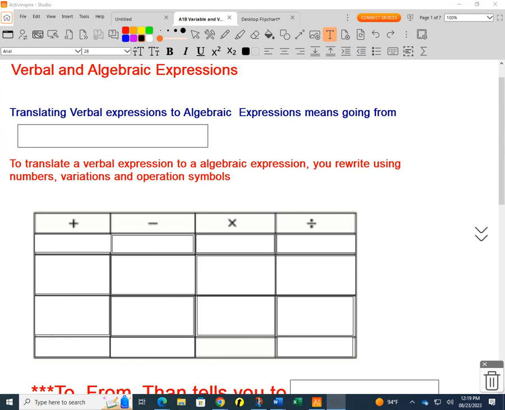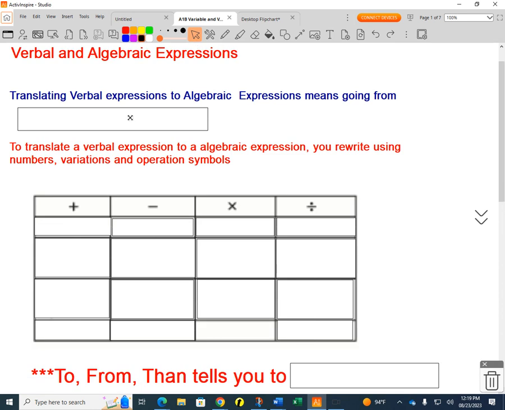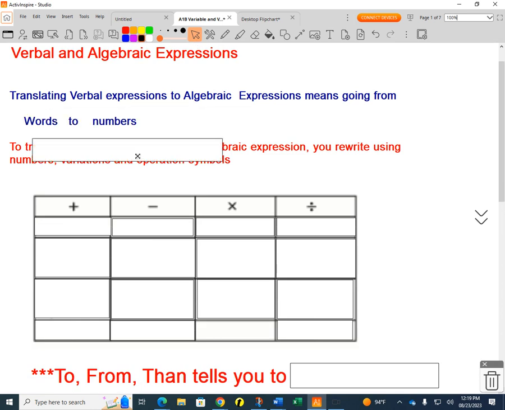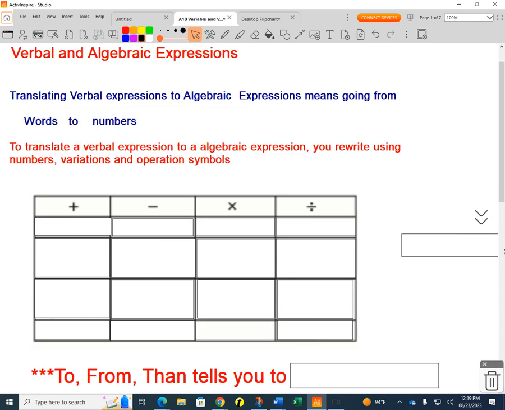Translating from, like I said, math to words and words to math. So our first box here says translating verbal expressions to algebraic expressions. That means going from, what did I say? So we're going to go to words to numbers here, because the order here says verbal to algebraic. If we go from verbal to algebraic, that means it's words to numbers. Okay?